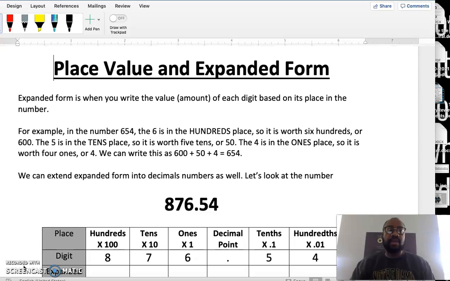This week we are working on expanded form. So first we're just going to review a little bit about what expanded form is. Then we're going to talk about how to write numbers in expanded form, and then we will get to work.